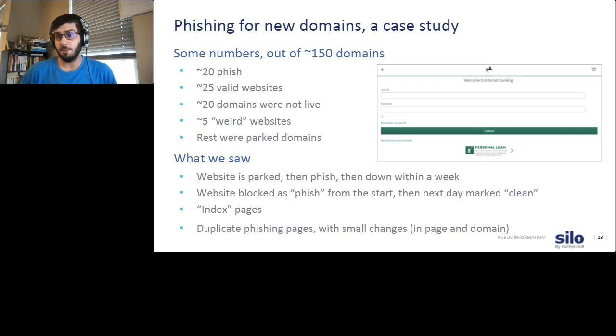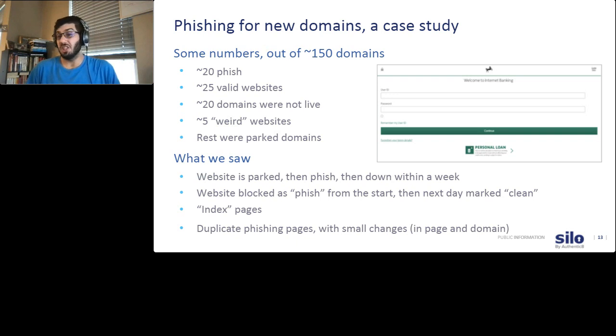We also were able to validate that 20 of the websites were normal, valid websites, and about 20 of the other websites just weren't live. This is not really surprising since we did limit our research to a short period of time, and we would expect a good percentage, 10, 15, 20% of the domains to be valid websites that people needed to register on that day. The 5 weird websites were really interesting to me, especially.